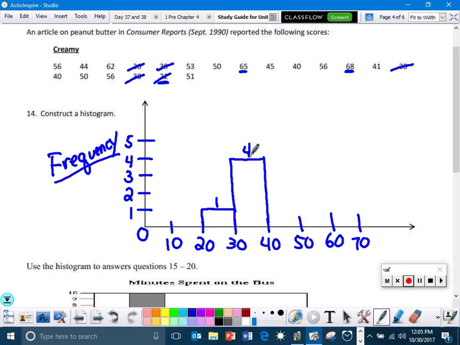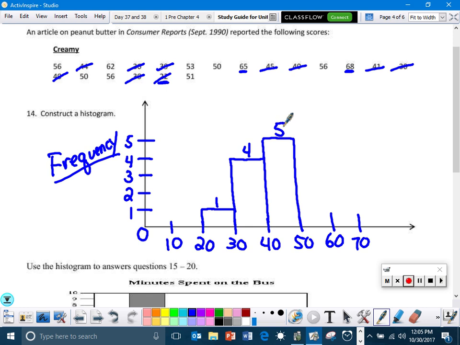Now I'm going to look how many numbers are there in the 40s. Okay, so I'm going to count all of the 40s. 1, 2, 3, 4, 5. There are 5 numbers in the 40s. So that means I'm going to go up to 5. I'm going to go over, back down again on the 50. There were 5 numbers in the 40s.